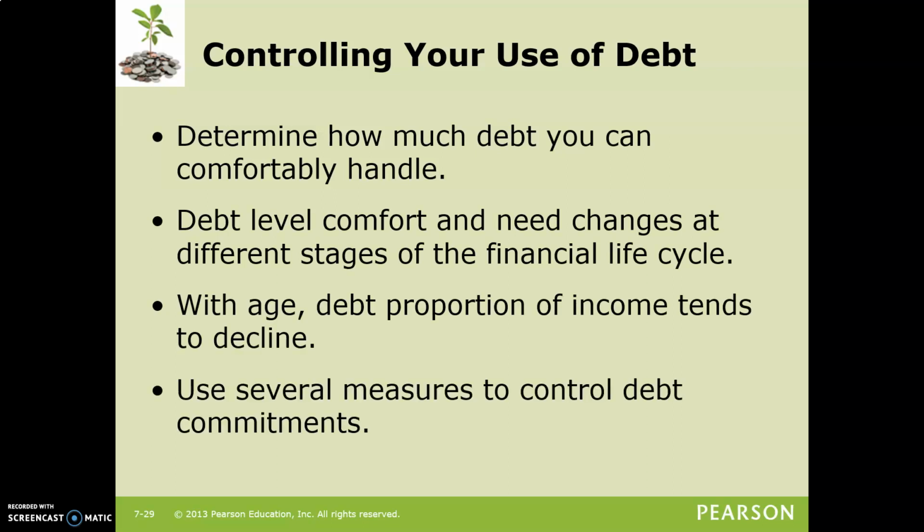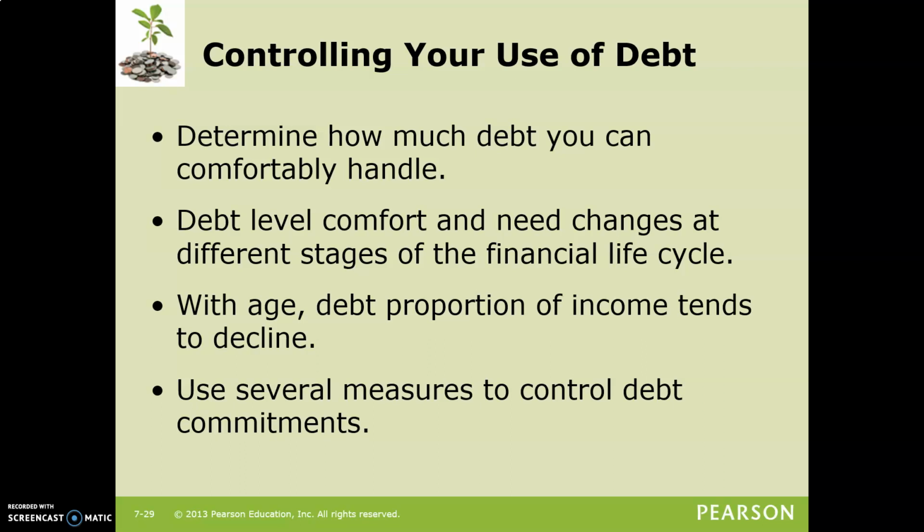Determine how much debt you can comfortably handle, so you know yourself better. Debt level, comfort and needs change at different stages of the financial life cycle. When you are a student, you don't need much debt. Your only debt will be your PTPTN loans. As you work, you need more things in your life. There are more needs than wants. Make sure you differentiate between needs and wants. You need to buy a car to go to work. You need to buy a house later on when you have a family. So needs change with the different stages of the financial life cycle.